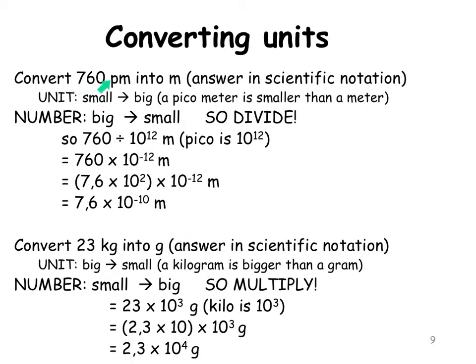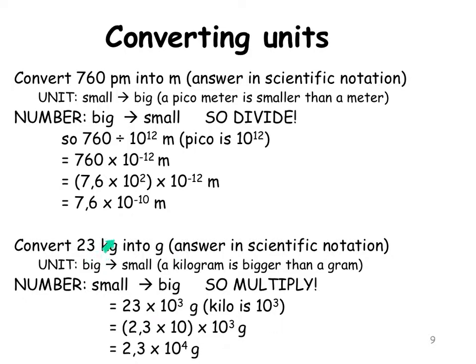If I have got 760 picometers, a little picometer is very small. It's the size of an atom, and compared to a meter. So the number is going to go from big to small. That means that I have got to divide. So I divide by 10 to the 12, because pico is 12, and I get 7,6 times 10 to the negative 10. 23 kilograms into grams.